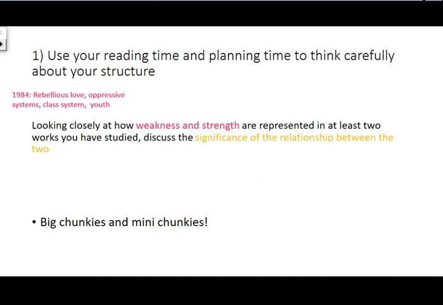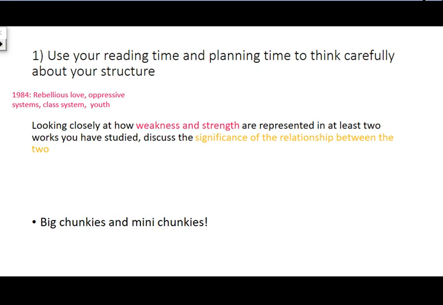So I'm going to brainstorm some of my ideas about weakness and strength in 1984. So I feel like both weakness and strength are shown through the rebellious love of Julia and Winston. It gives them strength as a couple, but ultimately makes them weak when they betray each other in Room 101. The oppressive systems, i.e. Big Brother, and the media and things like that, and eradication of the past, makes the citizens weak, and that is the strength of Big Brother there.